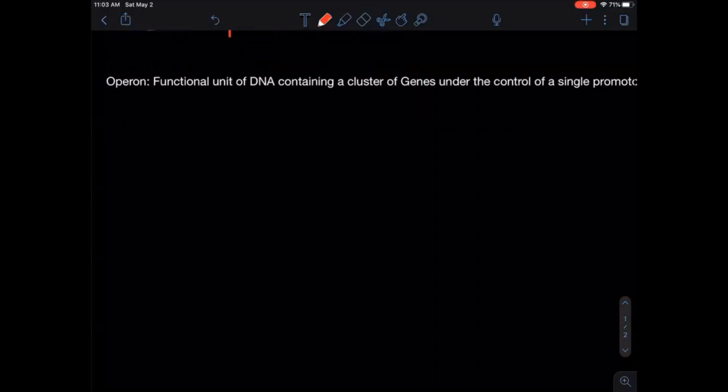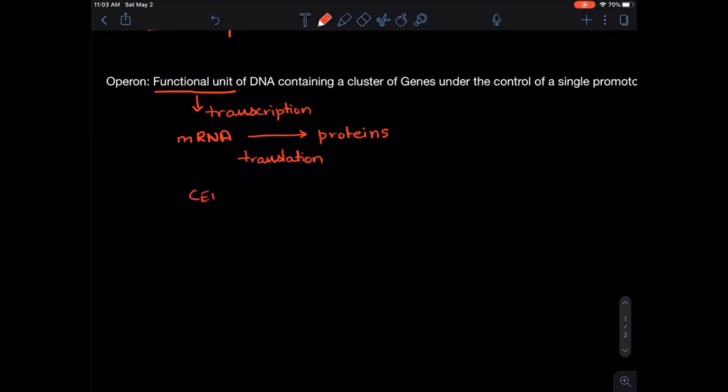So an operon is a functional unit of DNA. By functional unit, we understand that it codes for mRNA through the process of transcription, and then the mRNA can form one or more proteins through translation, that is in accordance with the central dogma.